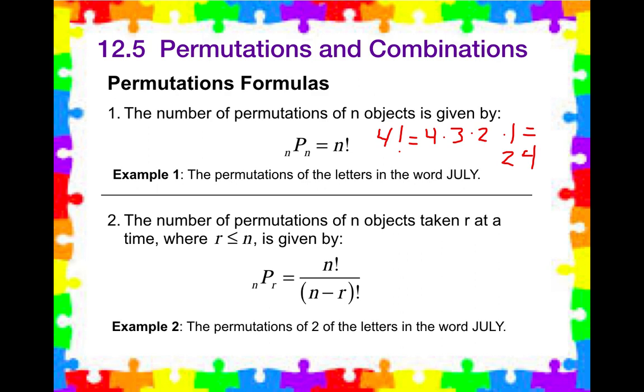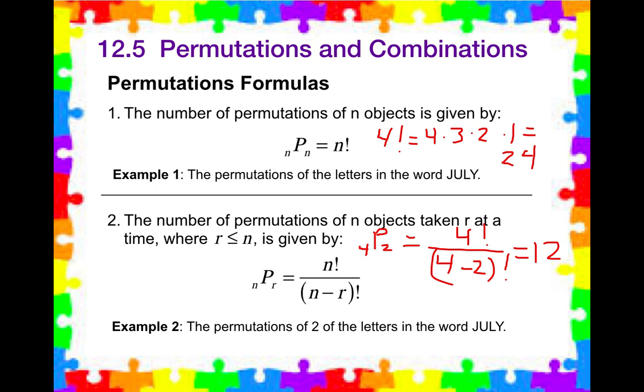So here's an example, the permutations of 2 of the letters of the word July. So what we'll do is we'll say this is the same thing as the permutations of 4 things, that's the 4 letters, and we're going to choose 2 of them at a time. So that equals 4 factorial over 4 minus 2 factorial. And when you divide all of that out, you get 12, just like we got before.